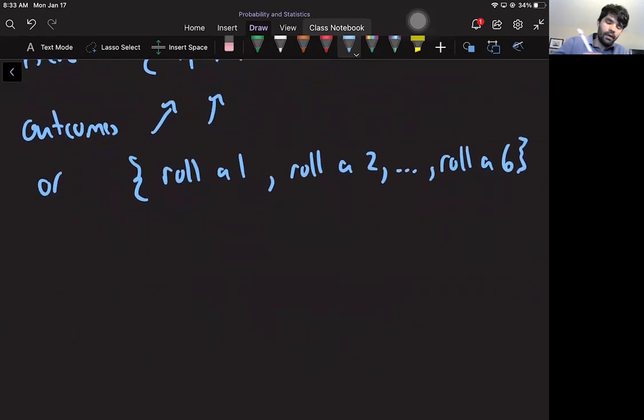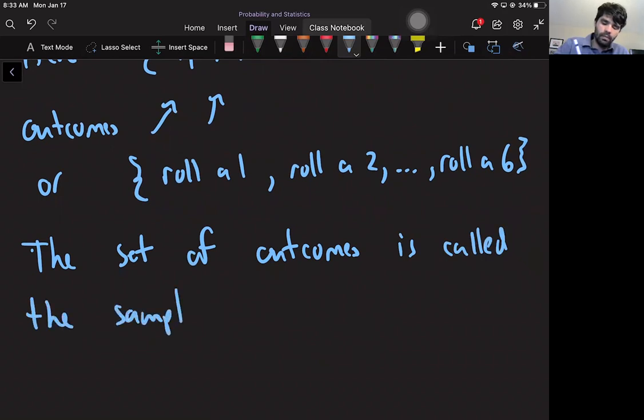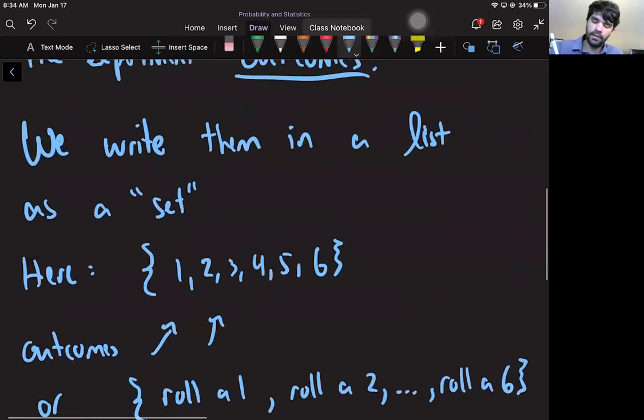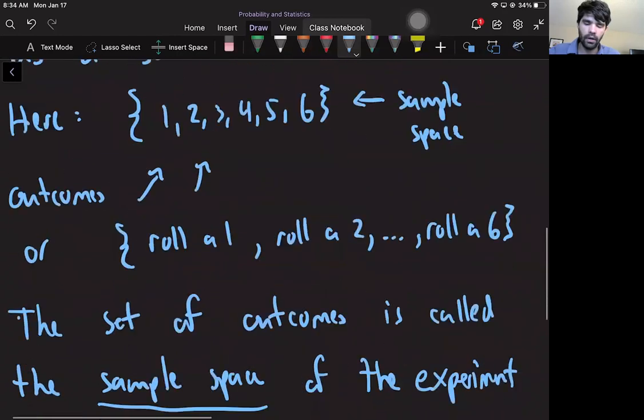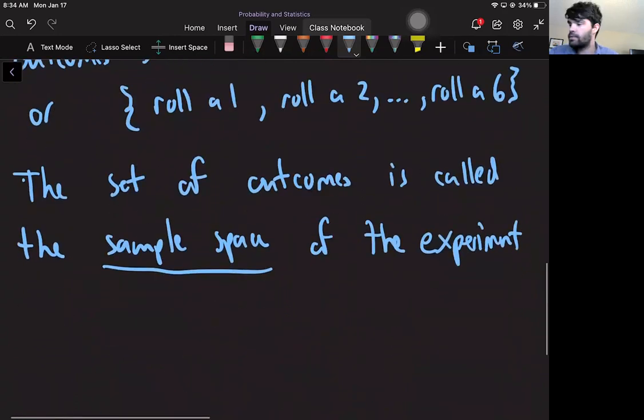Okay, so when you write down the set of outcomes, that also has a name. It's called the sample space of the experiment. So here, the sample space of rolling a dice is this set. If you want to be less wordy, or you could write the bigger one. But it's this set with 6 things in it, the numbers 1 through 6. That's the sample space of the experiment, rolling a dice.